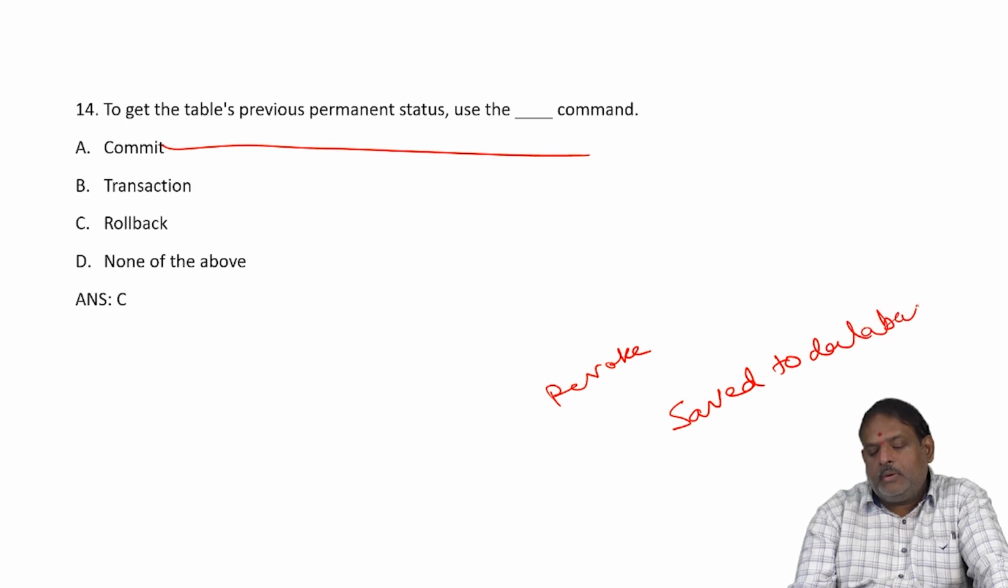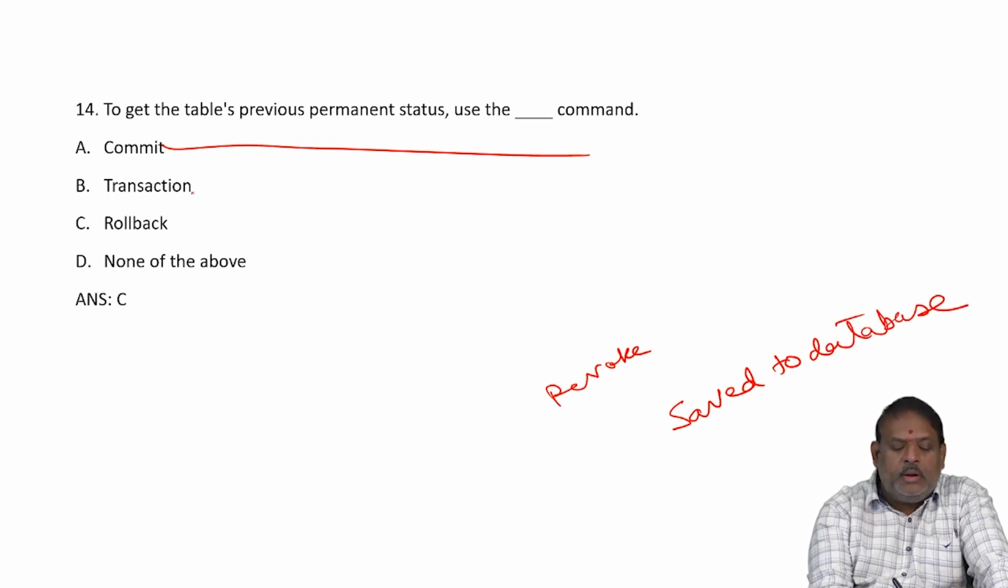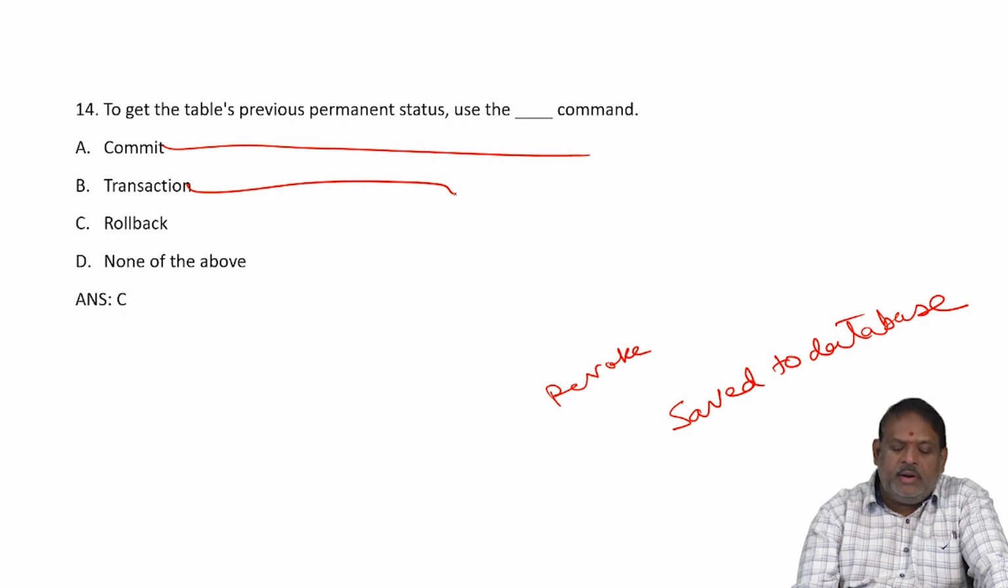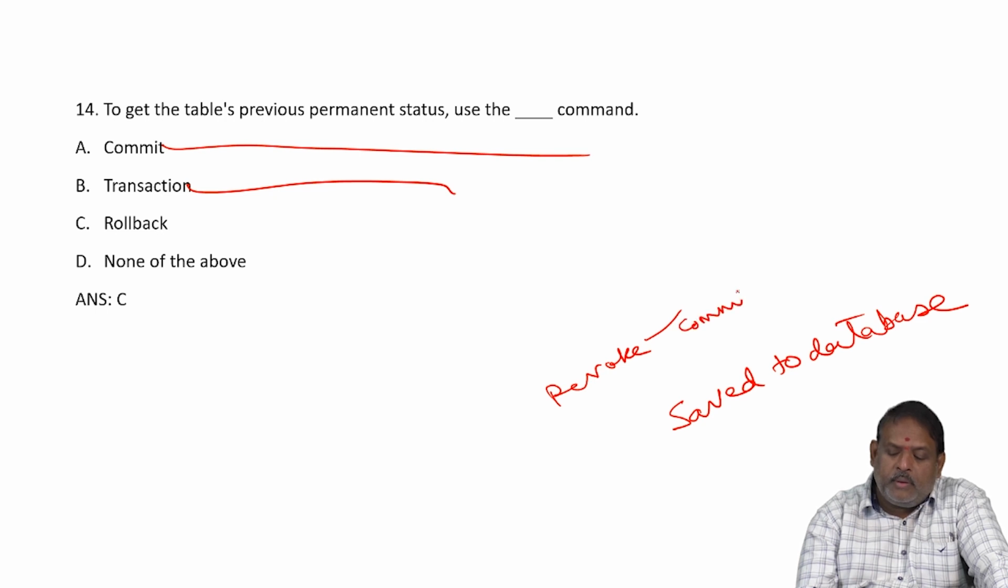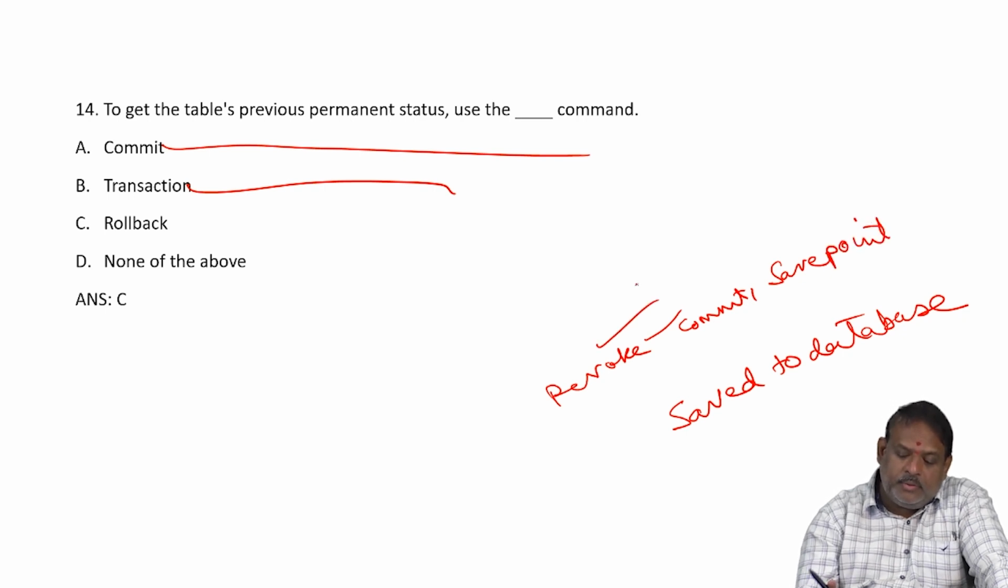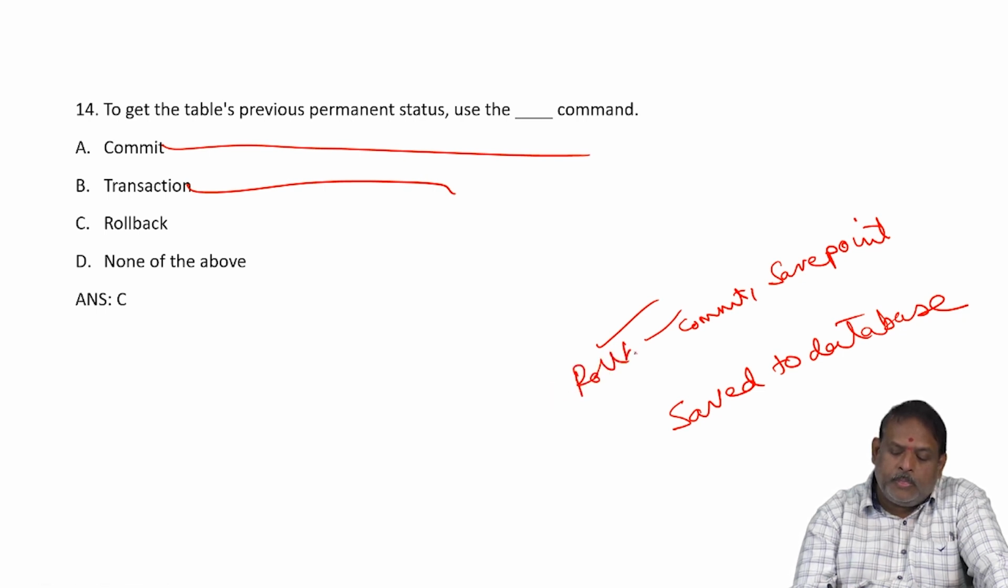Save to the database when you use commit. Transaction is not a keyword. Transaction control has commit, rollback, and savepoint. If you want to get back to the previous status, we have to use the command rollback, not revoke. So we can use the command called rollback.